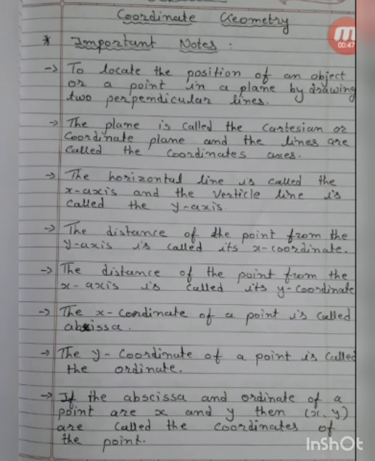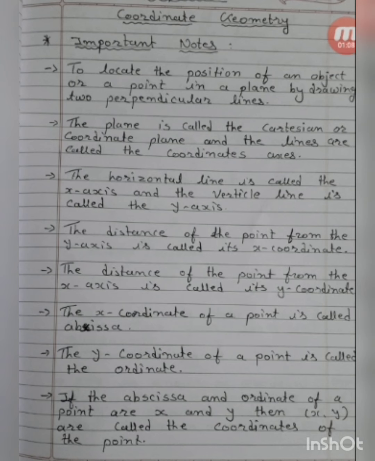Second point, the plane is called the Cartesian or coordinate plane and the lines are called the coordinate axes. Third, the horizontal line is called the x-axis and the vertical line is called the y-axis. Here we draw two perpendicular lines, one is the x-axis and one is the y-axis.